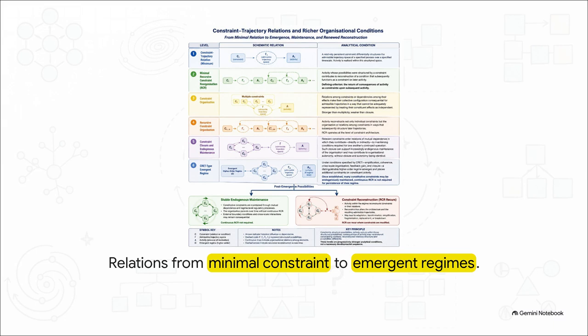Mapping all these relations out, from minimal constraints all the way to emergent regimes, is, frankly, a massive lightbulb moment. You can trace the exact logic, starting at level 1 with just a single constraint shaping activity, moving up to level 4 where entire webs recursively alter each other, all the way down to level 6 where a completely new regime starts laying down rules for its own components. It shows exactly how minimal, blind relations form the literal bedrock of incredibly dense biological, ecological, or social systems.